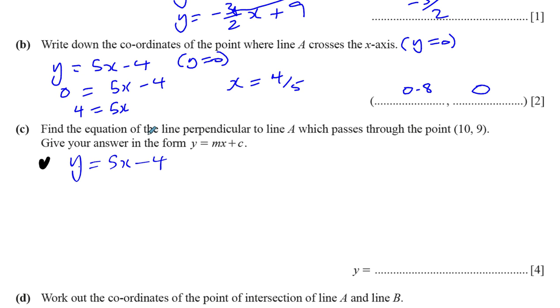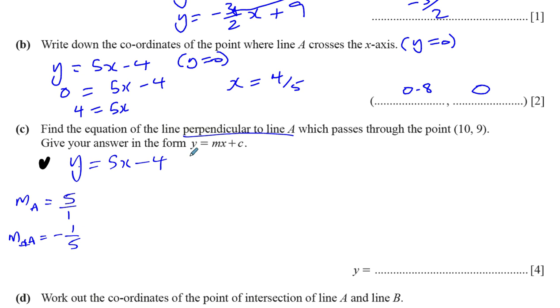Now, we want to find the equation of the line which is perpendicular to line A. If it's perpendicular to line A, it has to have a gradient which is the negative reciprocal of the gradient of line A. The gradient of line A is 5. Now 5 is the same as 5 over 1. So the negative reciprocal is going to have the opposite sign, negative, and you swap around the numerator and denominator, so it's going to be minus 1/5. So the gradient of the line that we need is minus 1/5.